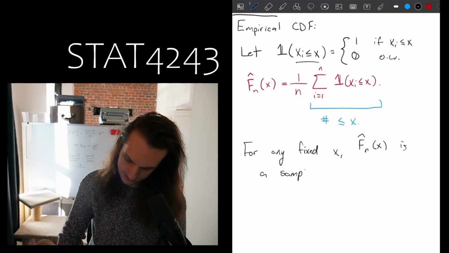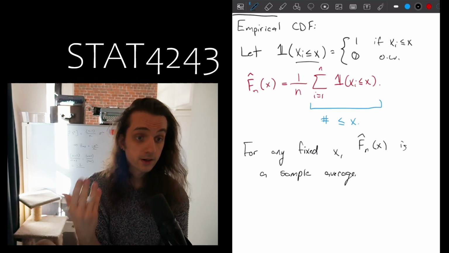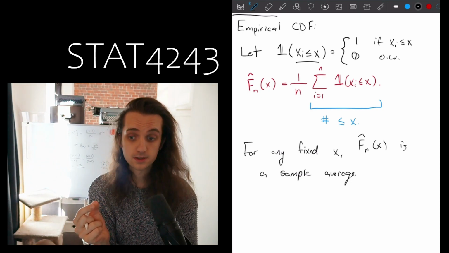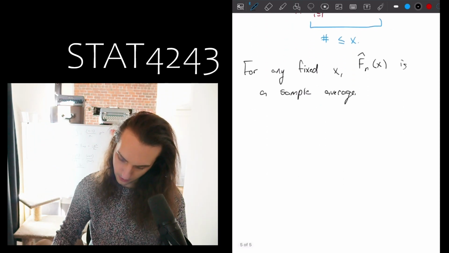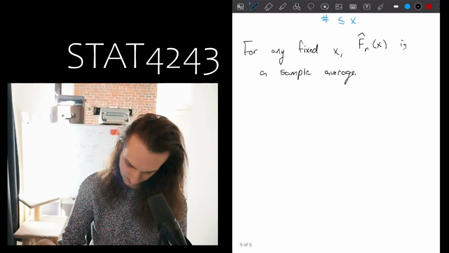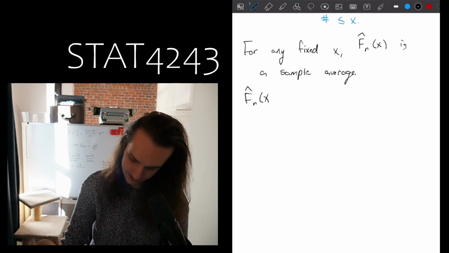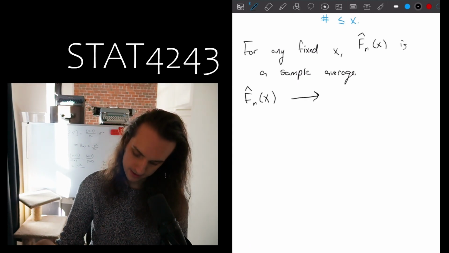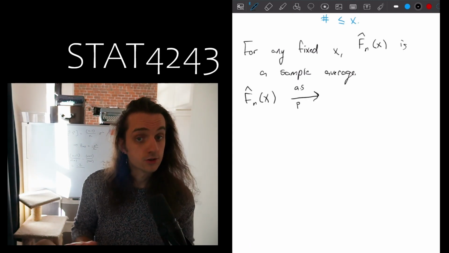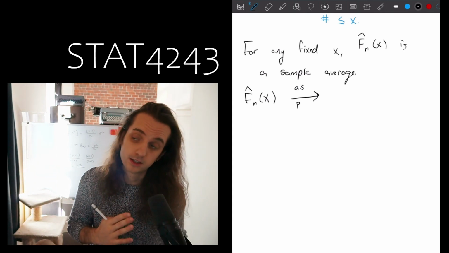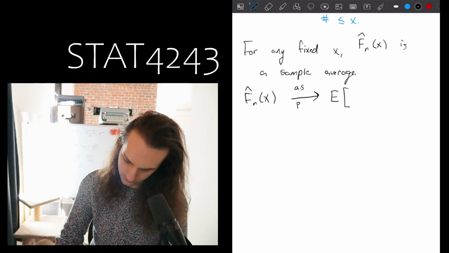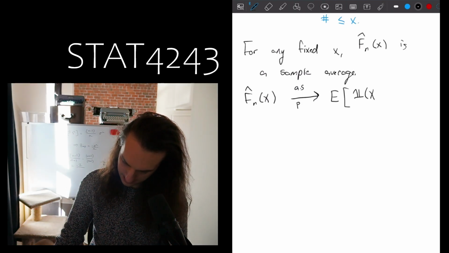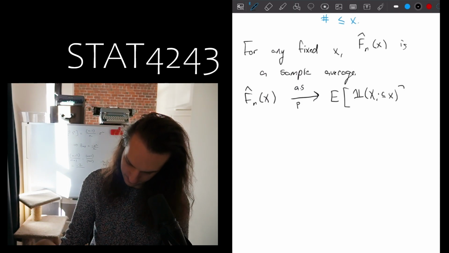And why do we like the fact that it's a sample average? Well, what we know is that sample averages are going to converge, based on the laws of large numbers, to the expected value of that sample, right? So what we can say is that therefore F hat n of x is going to converge, and we can say it's going to converge almost surely, or we could say it's going to converge in probability, depending on whether you're referencing the strong or the weak laws here, to the expected value of our indicator function of Xi less than or equal to x, right?